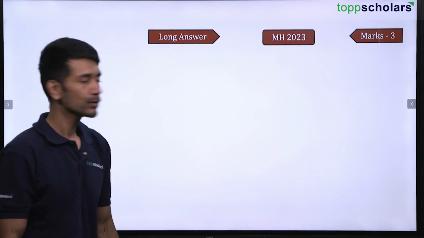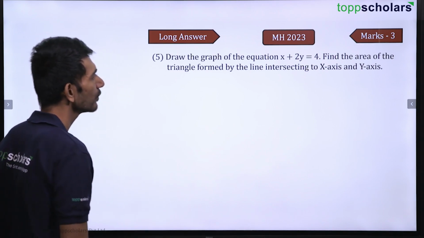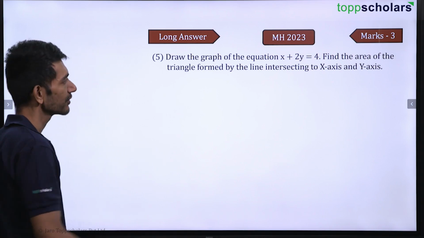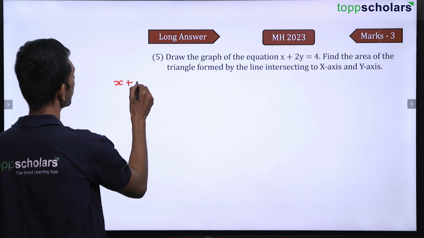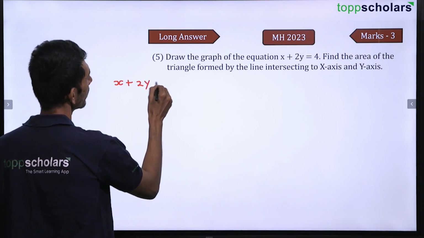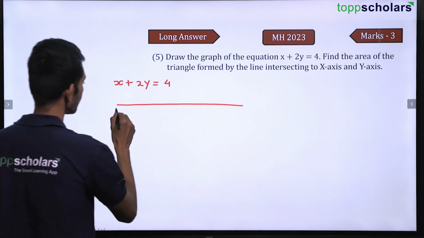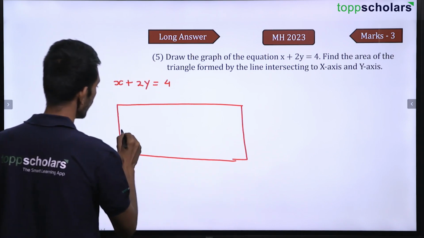So let us have a look at a new question now. Draw the graph of the equation x plus 2y is equal to 4 and find the area of the triangle formed by the line intersecting the x and y axis. Okay. So firstly you have x plus 2y is equal to 4. So all we need is a table of values, right?